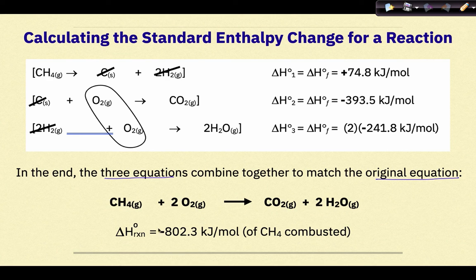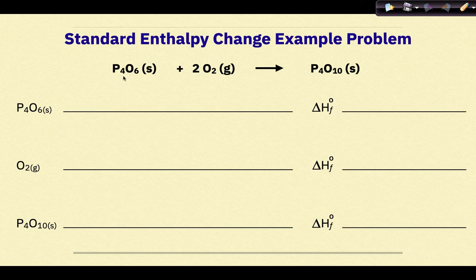And the overall heat of reaction, if we add heat of formation 1, 2, and 3 together to get our overall heat of reaction at the standard state, is negative 802.3 kilojoules per mole of methane combusted. Let's do an example problem.